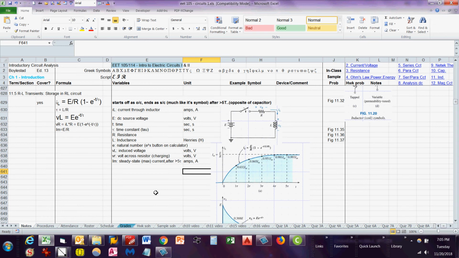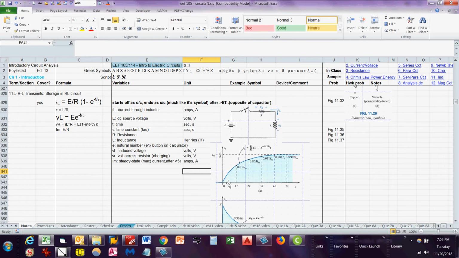Okay, ch11 capacitors. We're talking about the storage transient. So this is a circuit that we're looking at. An RL circuit with the switch open. When you close the switch, this is the formula for the current.